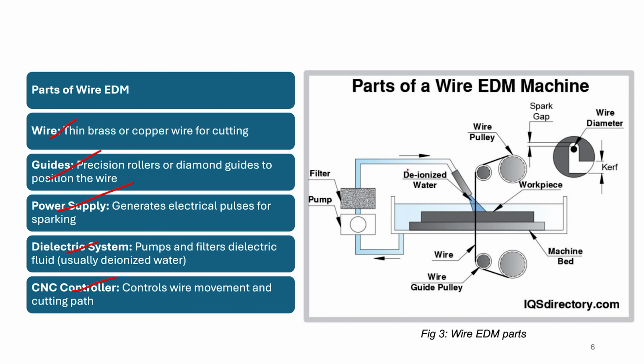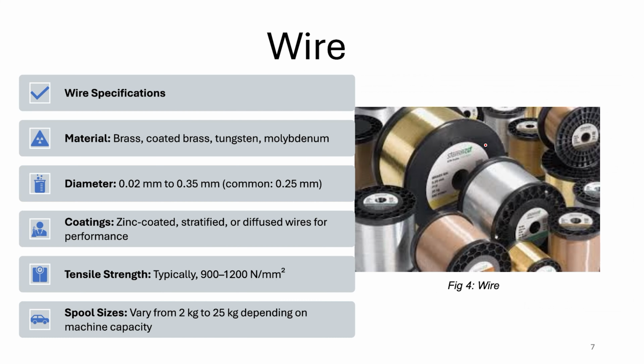Here you can see a detailed 2D view, and this is the specification of the wire. The common wire materials used are brass and coated brass, whereas tungsten and molybdenum come under the specialized materials. The wire diameter is between 0.02 to 0.35 millimeter, and 0.25 is most commonly used. The coatings which can be used are zinc coated, stratified or diffused wires based on the requirement that the customer asks. Tensile strength is also mentioned, and the spool size can vary from 2 kg to 25 kg, and this is known as a spool.